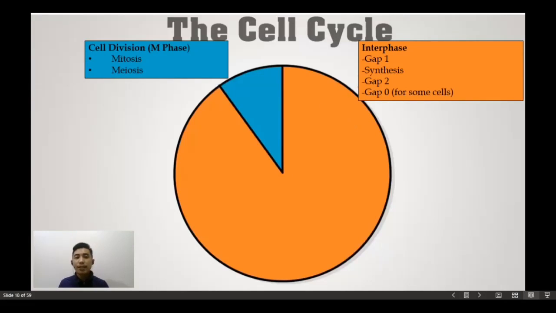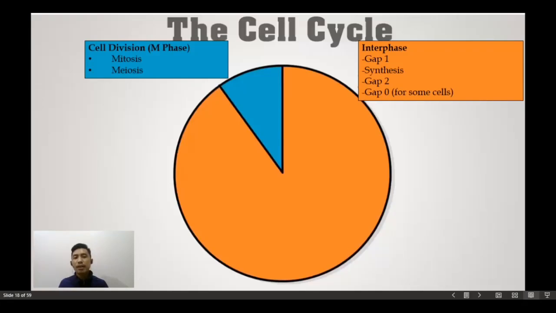The interphase is divided into three or more substages depending on the type of cell. These are the G1, S, G2, and in some cells, there is an addition of G0. These will be discussed shortly. On the blue portion, we have the cell division phase or the M phase, which stands for mitosis or mitotic, and meiosis or meiotic phase, depending again on the type of cell that is dividing.